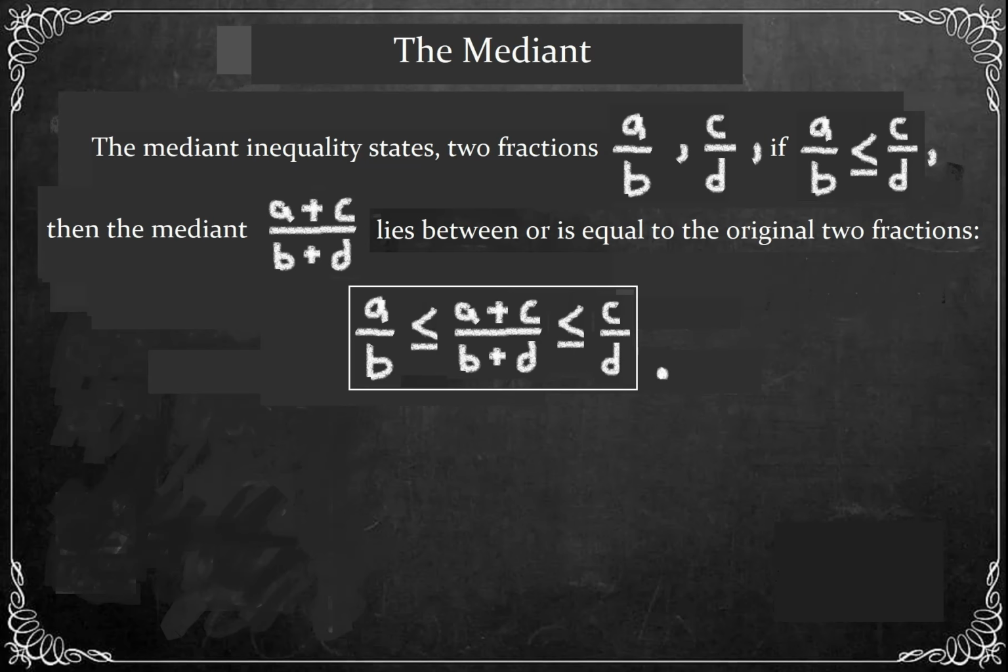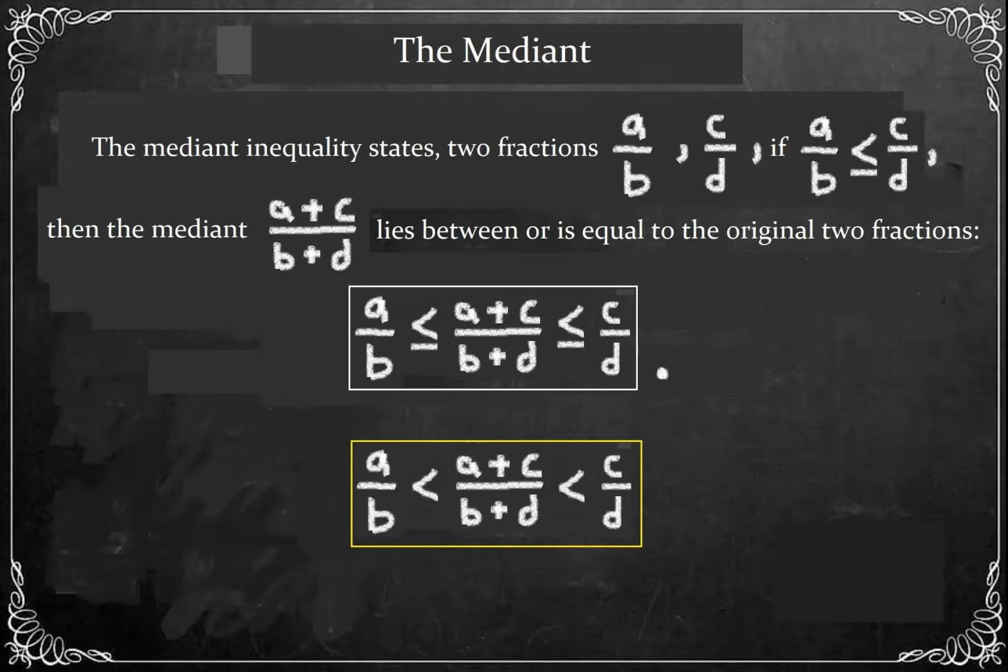But it's not strictly the center like the arithmetic mean. However, the mediant in certain cases can equal the mean. Also, the only time the mediant is equal to the original two fractions is when the two fractions equal each other. To save some time though, we want to prove the case where the original two fractions have a strict inequality. We want to prove the yellow box. To do that, there's two cases.